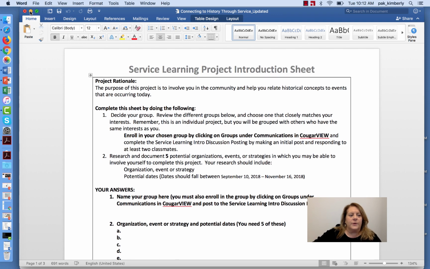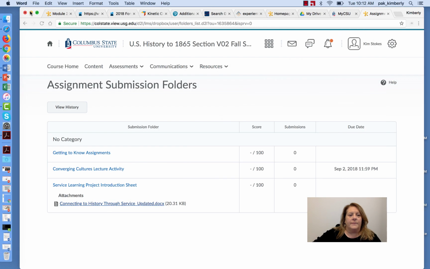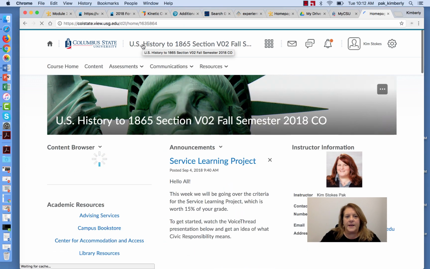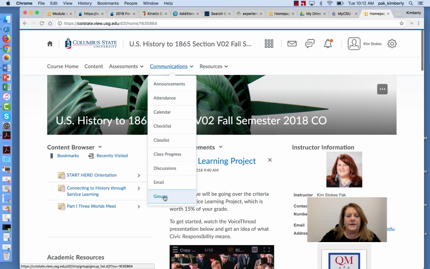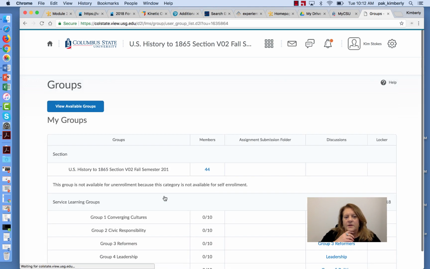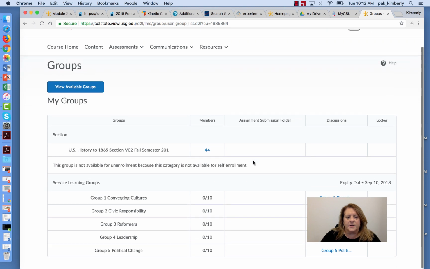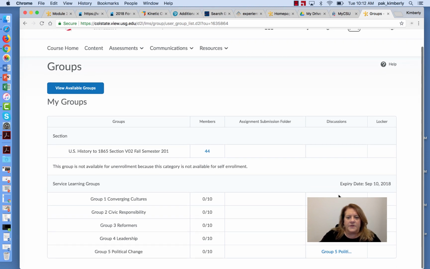Okay, let me show you real quick how to enroll in a group. So I'm going to come back here to our home page, and I'm going to click right here on Communications, and then I'm going to scroll all the way down here to Groups. Now this might look a little bit different. No, I think it's going to look the same. Okay, so there are several groups right here that you can put yourself in. And so what you would do is you would choose one of these groups and then just self-enroll.